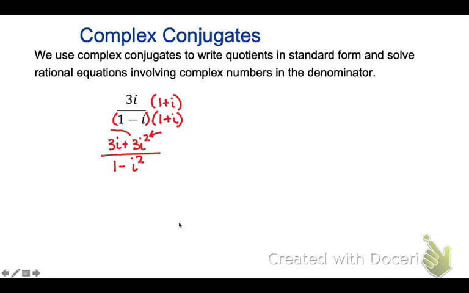Okay, so this i squared right here makes this not positive 3, but negative 3. And it also has to move into the front, doesn't it? Because it has to be in standard form. So I get negative 3 plus 3i. And this right here is what? Negative 1. It's negative 1, so that's 1 plus 1. So 1 plus 1 is 2.